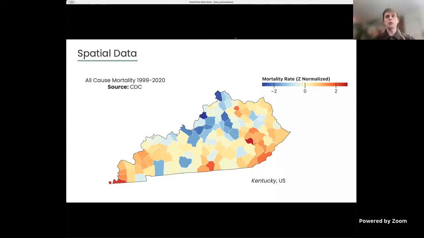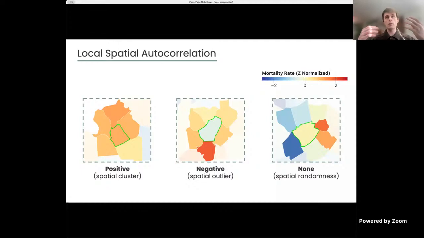So this is the example dataset we're going to be using throughout this slide deck. It is mortality data from the US state of Kentucky on the county level, and the values have been Z normalized because it makes the statistic calculations and the explanations a little bit easier. So the main concept we're going to be talking about is local spatial autocorrelation.